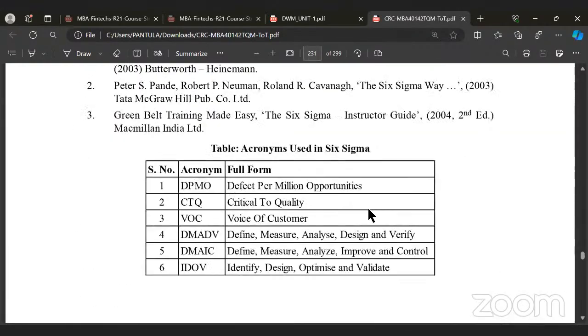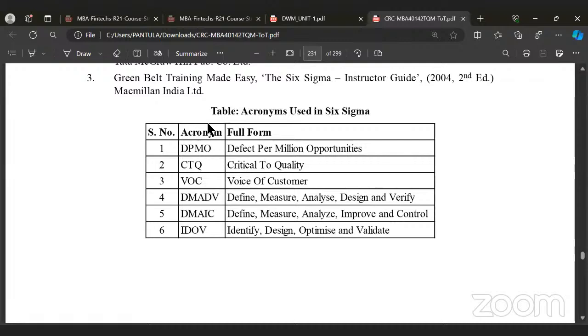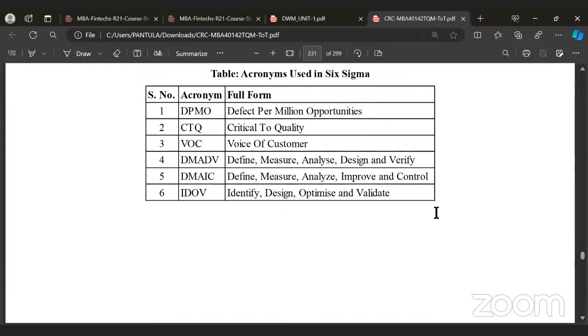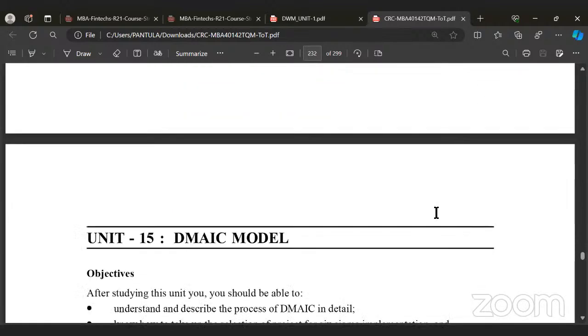You can read these questions. You can see here the acronyms: DMAIC, CTQ, critical to quality, VOC, voice of customer, DMADV, define, measure, analyze, and design or verify. IC is nothing but improve and control. IDOV, identify, design, optimize, validate.